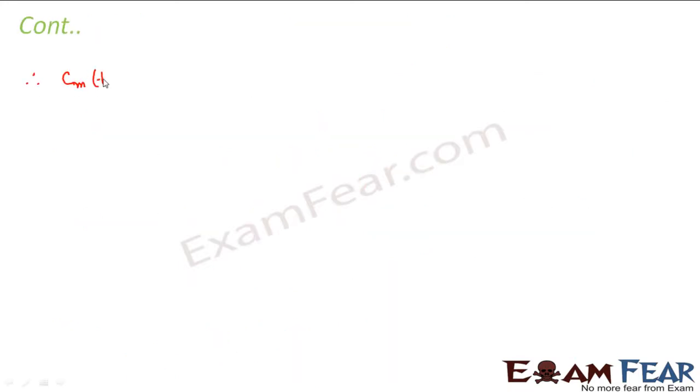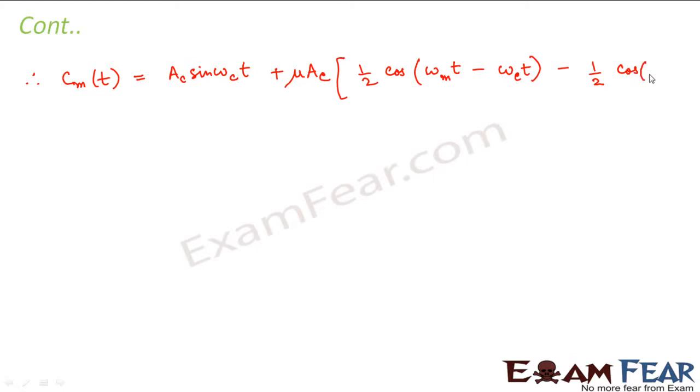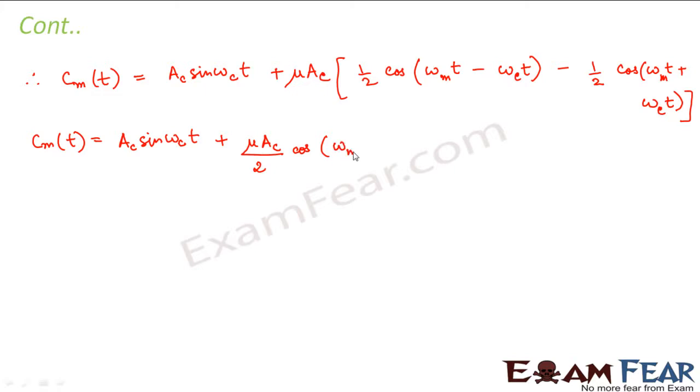Therefore, using the same formula here, what do we get? This is equal to AC sine omega c t plus mu AC times half cos omega m t minus omega c t, minus half cos omega m t plus omega c t. So this becomes equal to AC sine omega c t plus mu AC by 2 cos omega m minus omega c into t, minus mu AC by 2 cos omega m plus omega c into t.